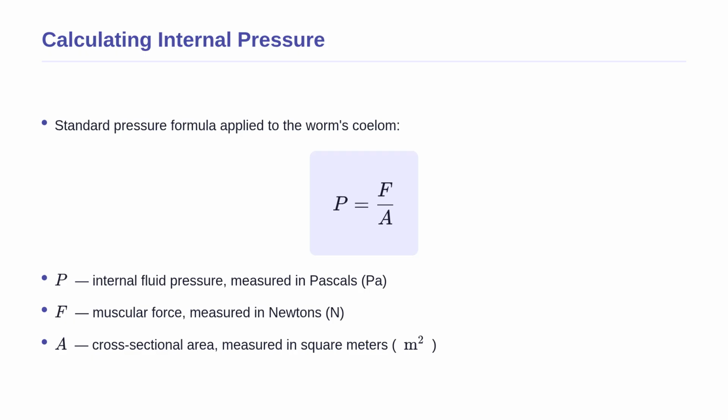In this formula, the symbol P represents the pressure measured in pascals. The symbol F stands for the muscular force measured in newtons. The symbol A represents the cross-sectional area of the worm segment, measured in square meters. Conceptually, this mathematical relationship tells us that if the worm applies the same force over a smaller area, the resulting pressure will increase significantly. This is the mechanical advantage of having a fluid-filled coelom divided into tiny segments.